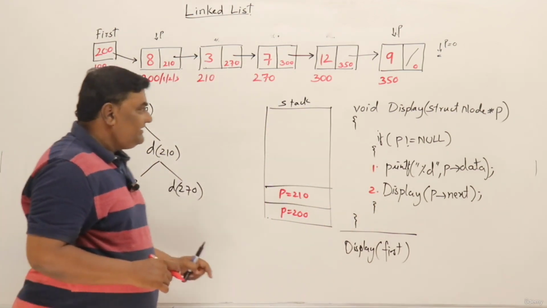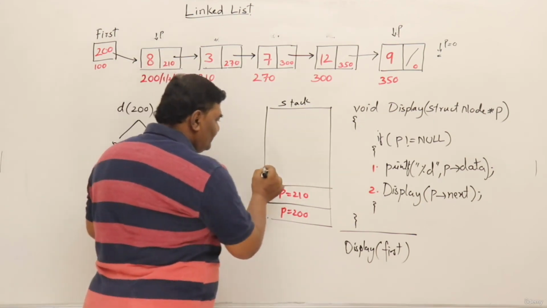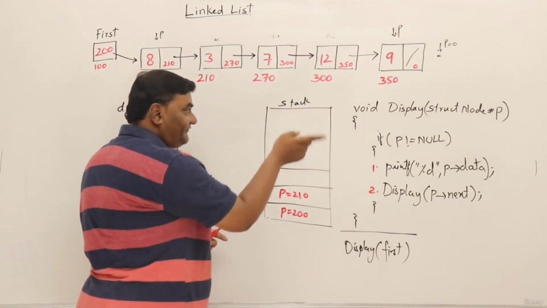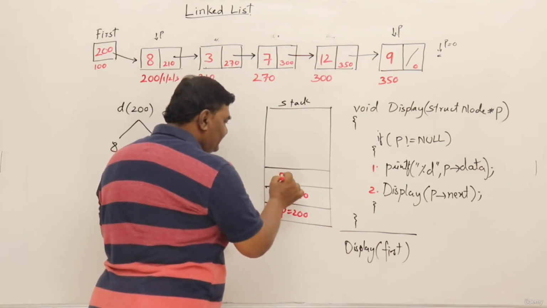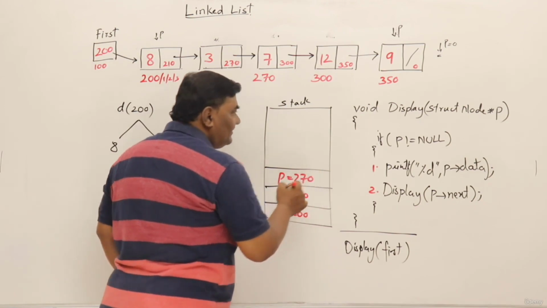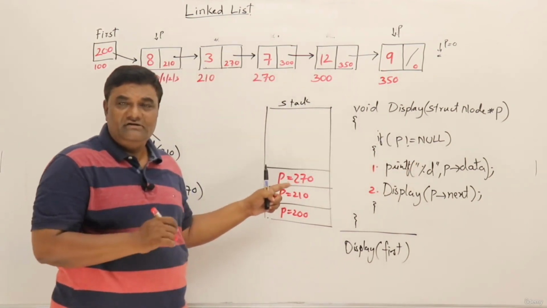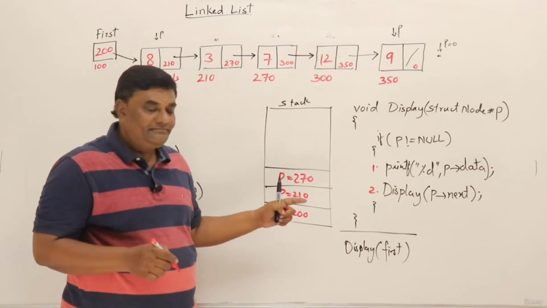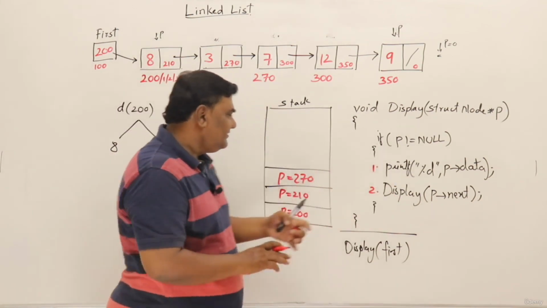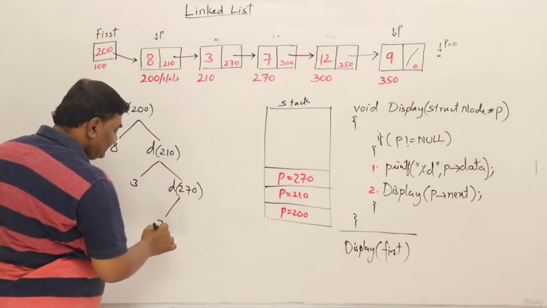Now D of 270 is called. Again a new activation record is created. This is a fresh call and the p value is 270. Enter inside. p is not null. 270 is not null, it's not 0. Print the value. This node has value 7.